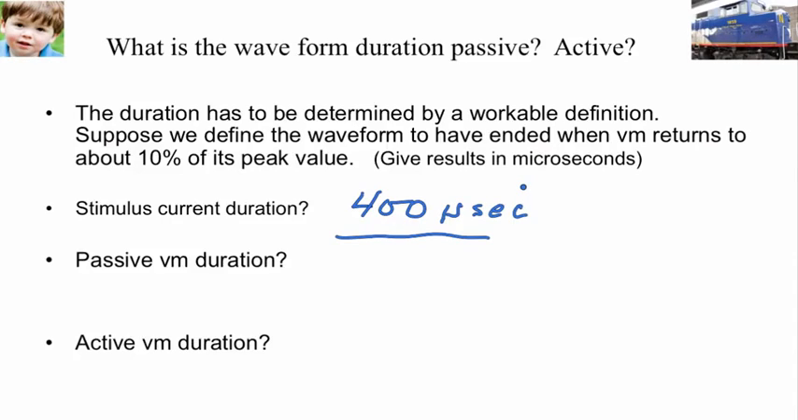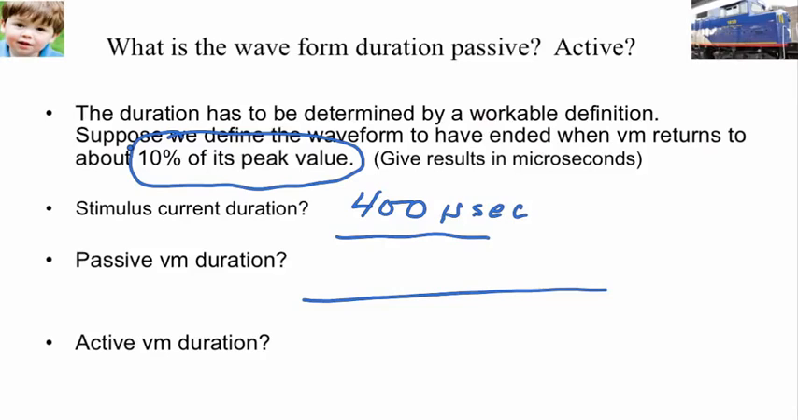What is the total duration of the passive waveform? Not just the stimulus phase, but the whole entire waveform. Now that's a question that's a little bit trickier than it seems, because the ending is not very sharply defined. Let us suppose we just define it arbitrarily, by definition, as about 10% of the peak value. So when the waveform falls back to within 10% of the peak value, we will say that it's over. So for the passive VM duration, look at the curve and see how long you would say that would be.